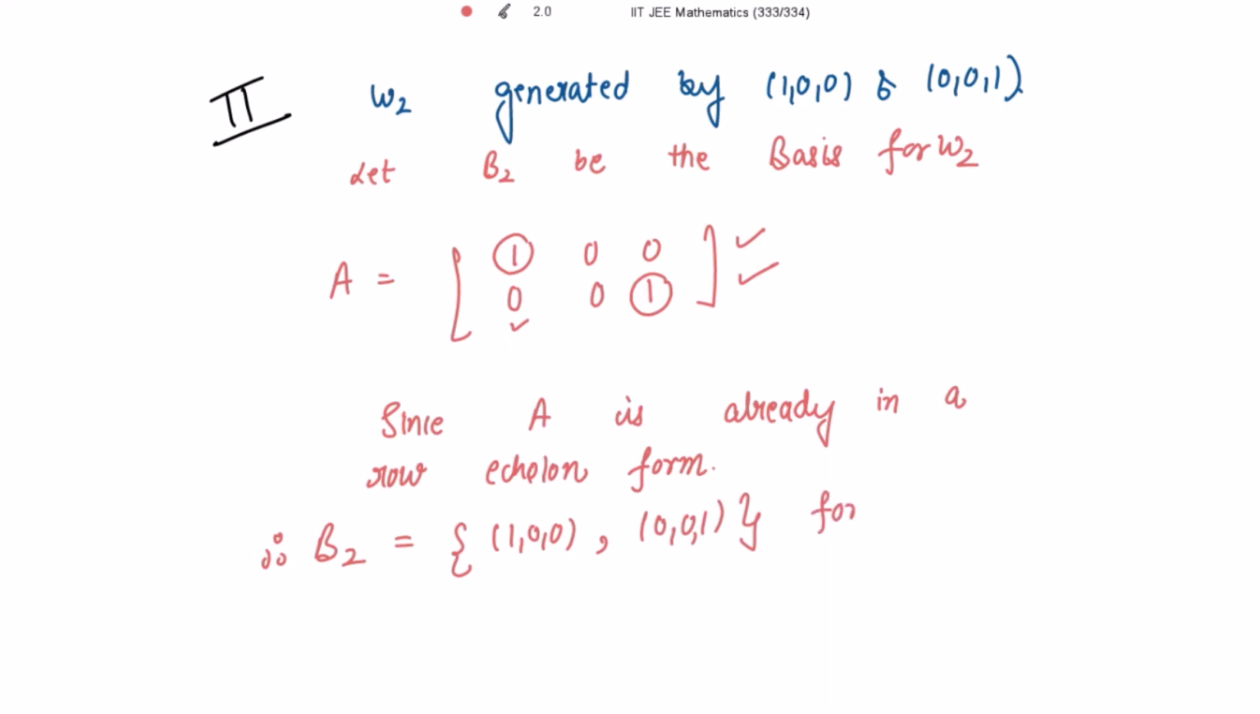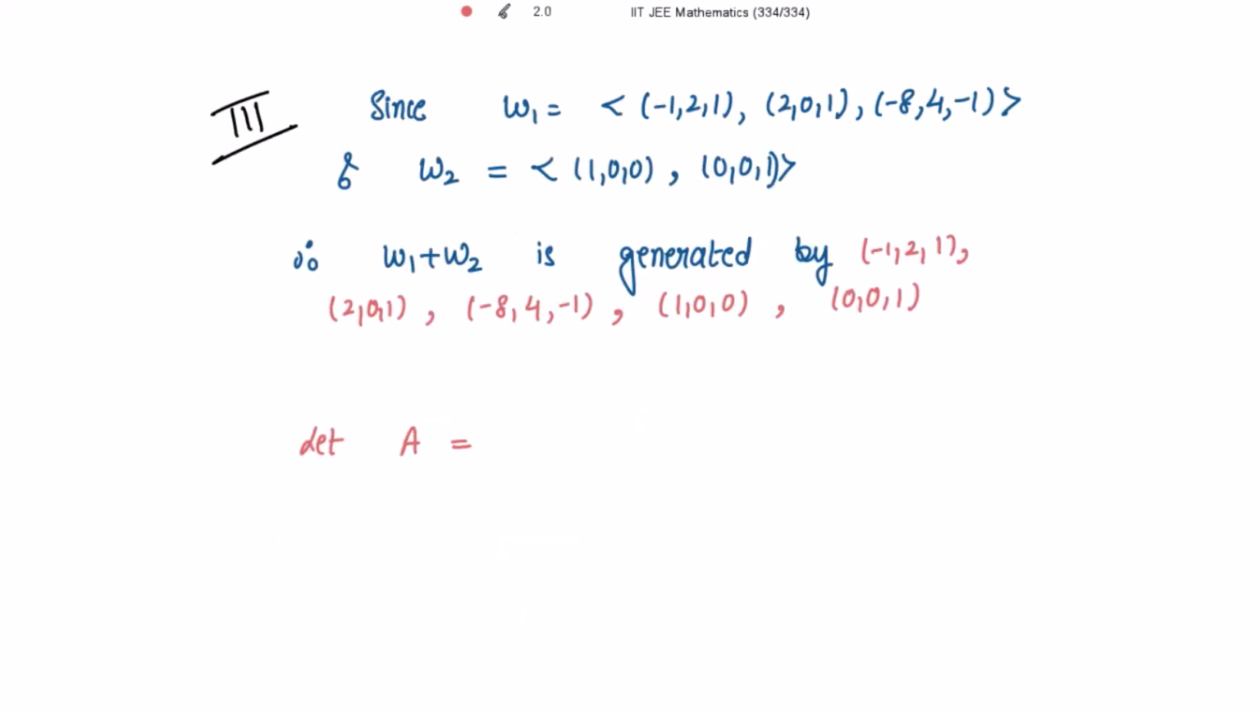So these form the basis for W2. And the dimension of W2 is then how many elements? 2. So the dimension of W2 is 2 here. Alright. Now since W1 is generated by these 3 vectors and W2 is generated by these 2 vectors, their sum is generated by all these 5 vectors, right?